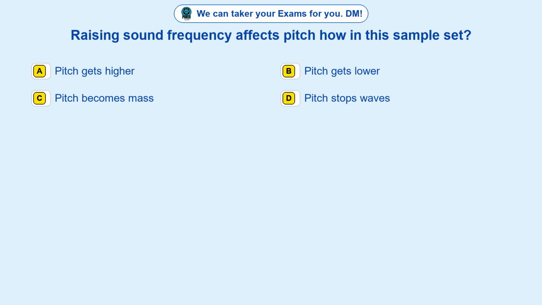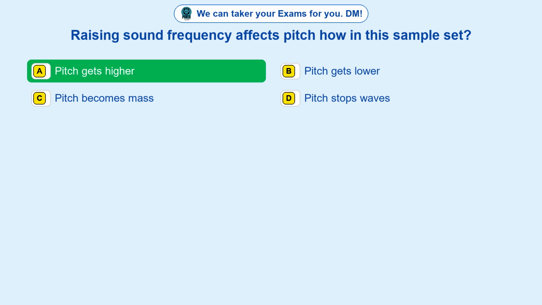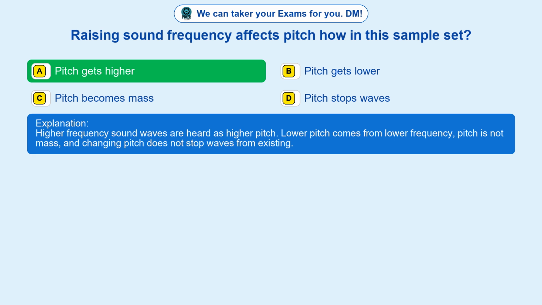Question 67. Raising sound frequency affects pitch how in the sample set? Option A, pitch gets higher. Option B, pitch gets lower. Option C, pitch becomes mass. Option D, pitch stops waves. The correct answer is option A. Pitch gets higher. Higher frequency sound waves are heard as higher pitch. Lower pitch comes from lower frequency, pitch is not mass, and changing pitch does not stop waves from existing.